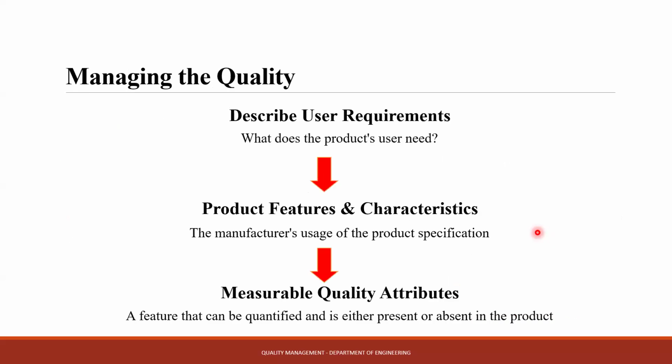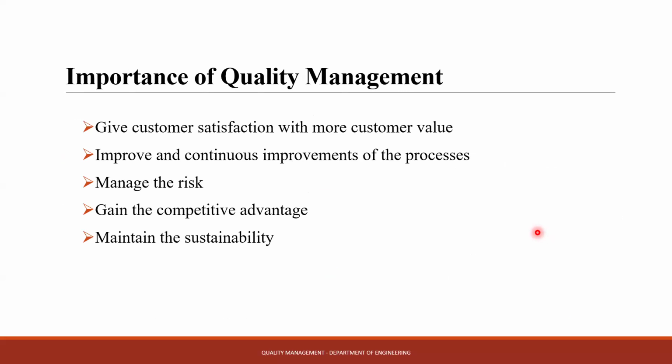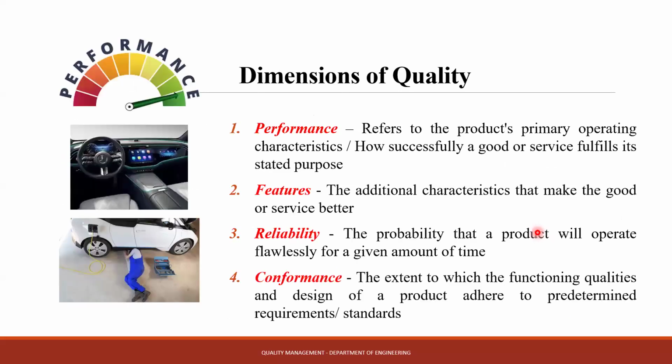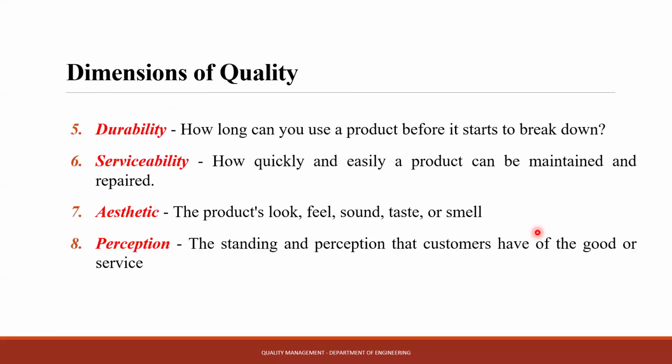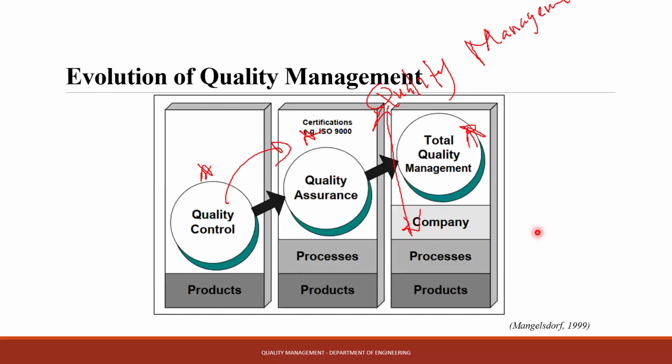Then moving on to the management of quality, we identified 3 steps, and we discussed the importance of quality management. Mainly we discussed the dimensions of quality, including 8 dimensions. Then we discussed the key principles of quality management and the evolution of quality management. It usually starts with quality control and then moves to quality assurance, and then quality management. And finally, total quality management is there.